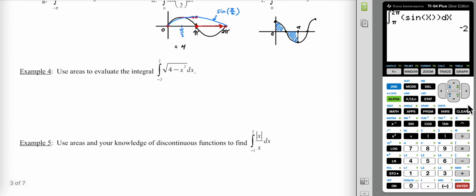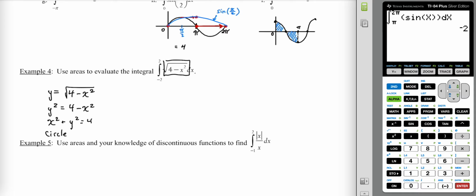All right. So then you get on to numbers 4 and 5. Use areas to evaluate the integral. So it's not a matter of just popping it into your calculator. We need to use areas to come up with these values. So what we'll do is look at this function: y equals the square root of 4 minus x squared. If I square both sides and add the x squared to both sides, I get a circle with center at 0, 0.